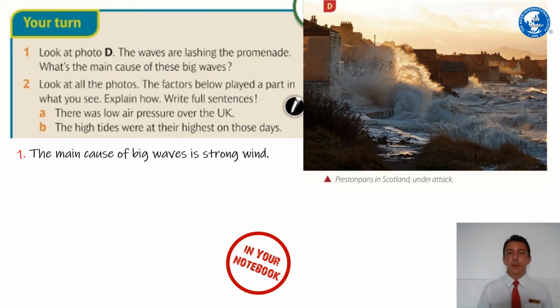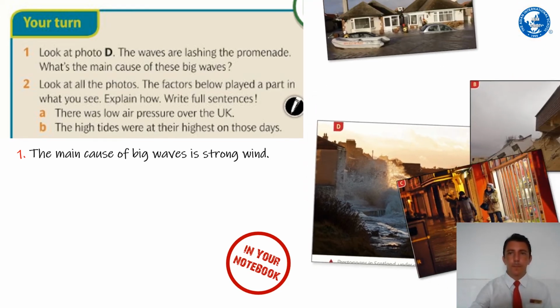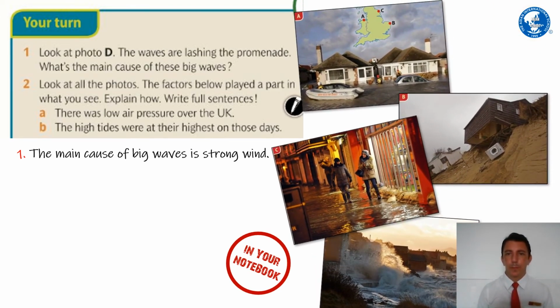So the main cause of big waves is strong wind. In photo D here, these big waves are caused by a very strong wind that had been blowing down the coast for a long time. And number 2, look at all the photos. Let's see them. The factors below played a part in what we see here. So explain how, writing full sentences.